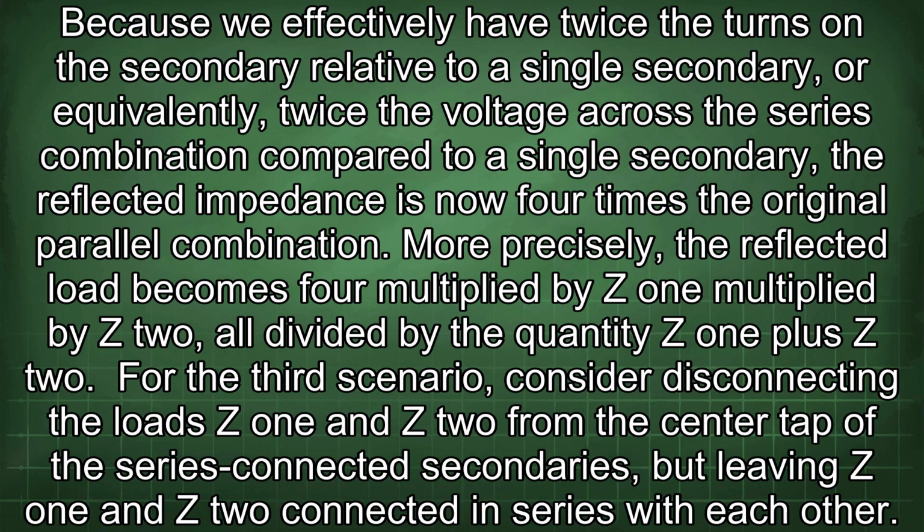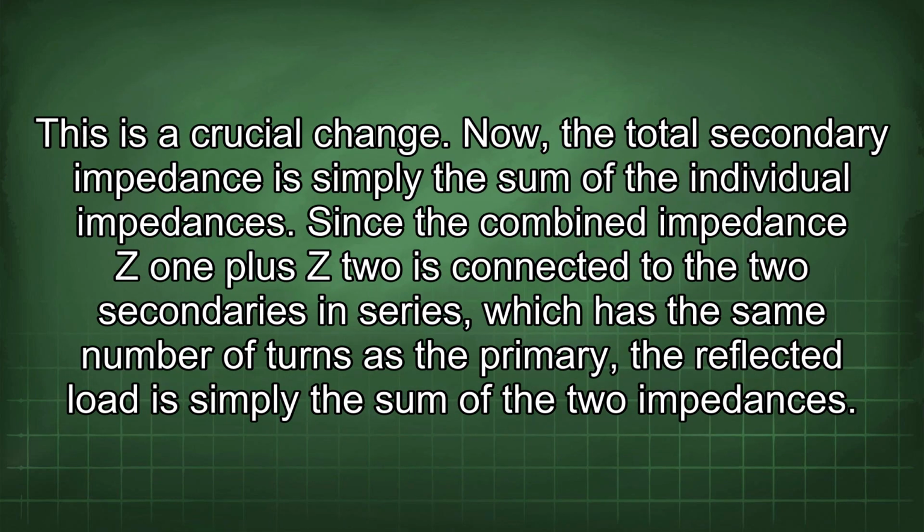For the third scenario, consider disconnecting the loads Z1 and Z2 from the center tap of the series connected secondaries, but leaving Z1 and Z2 connected in series with each other. This is a crucial change.